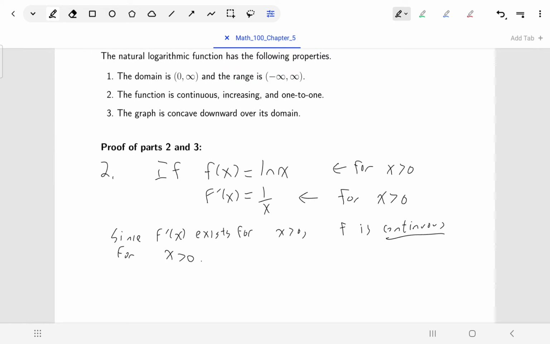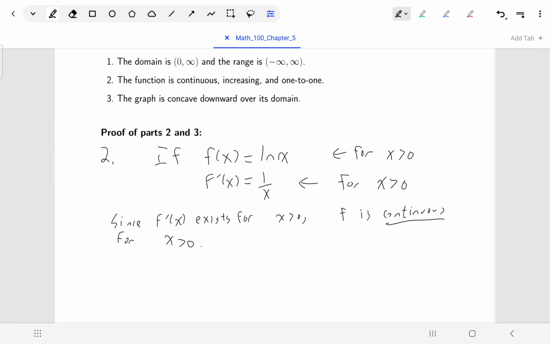And of course, the reason we knew that we were able to take the derivative was because we defined our function f of x as a definite integral. And thank you, fundamental theorem of calculus, for that one. Okay, the next part of part 2 is that the function is increasing, and that also comes from the derivative. Because we know that the derivative, 1 over x, is always greater than 0 if x is bigger than 0, so therefore f is increasing.